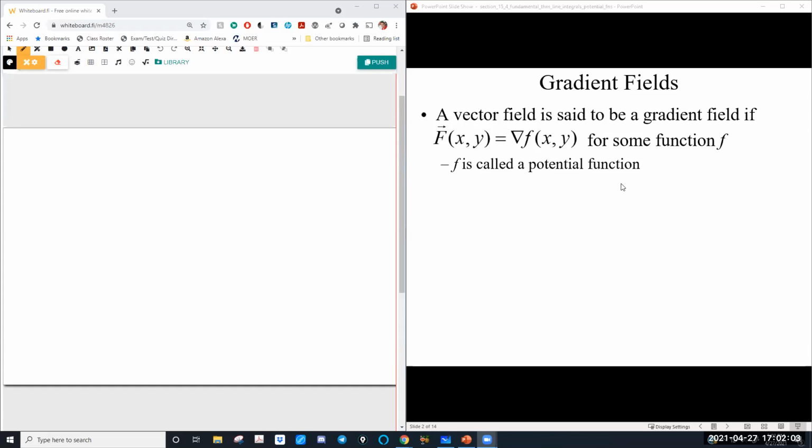So you'll hear me use that term every once in a while. Hey, can we find a potential function? Or, this is the potential function. What we're doing there is we're basically working in the reverse of what we did in the first half of the semester. In the first half of the semester, we were given a function, and we would find the gradient. Now, if we have a gradient field, we basically have the gradient, and so we might go back and try and find the potential function.